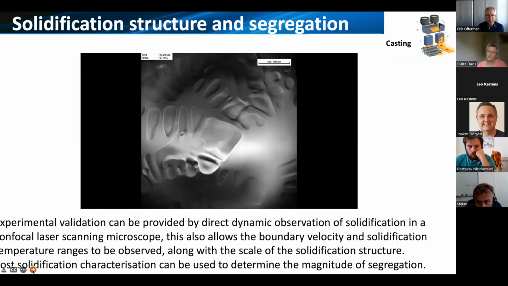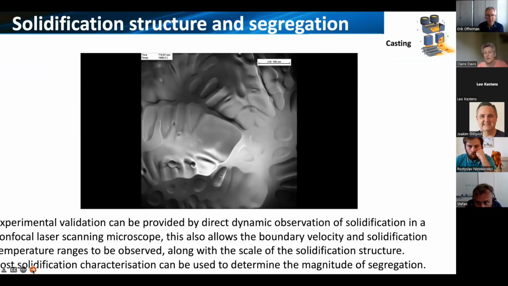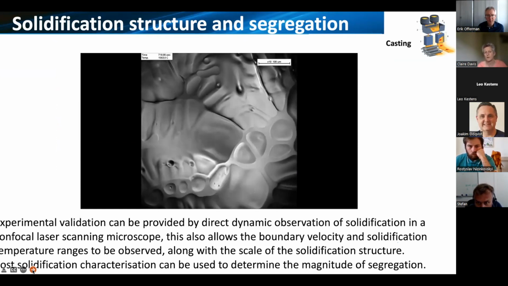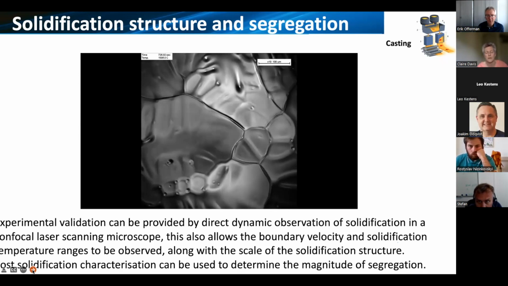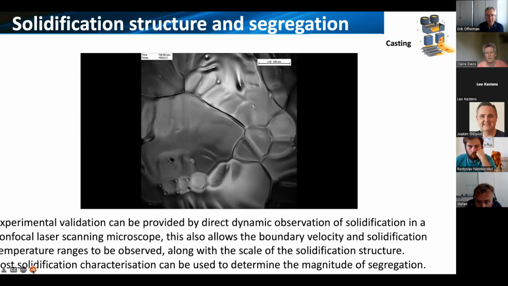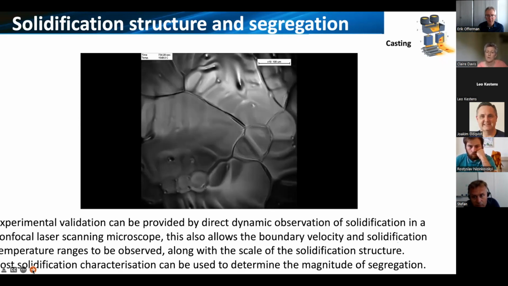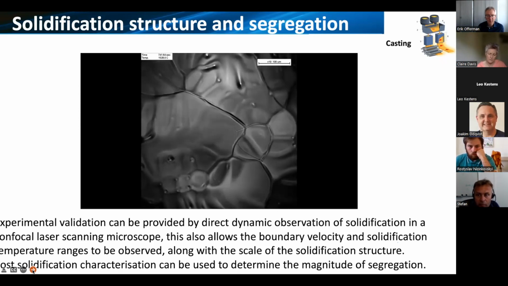So here's one of the first examples, a very nice example of in-situ observations that can help verify some of the modelling approaches. This is imaging from a confocal laser scanning microscope, where we're looking at the surface of a liquid steel as it goes through solidification. I think it's fantastic you can actually see steel during solidification. Here we can see the dendritic structure. When this loops back, you'll see the dendrites that start to form.